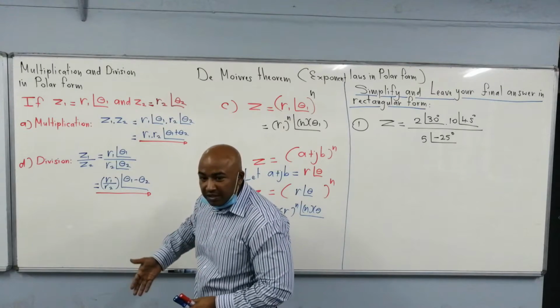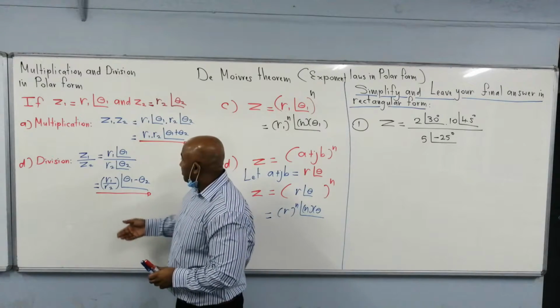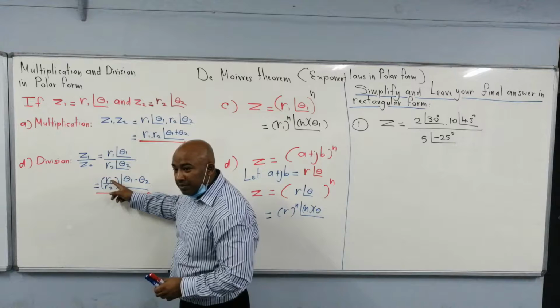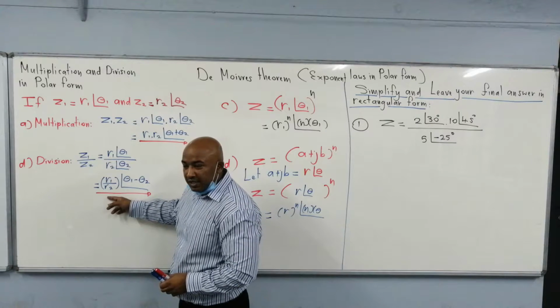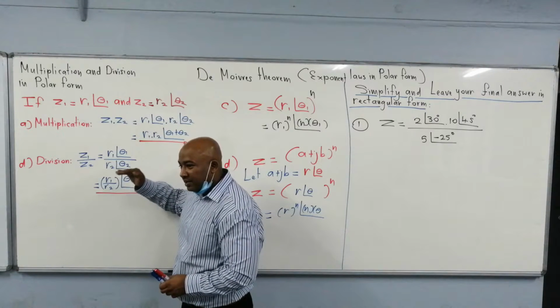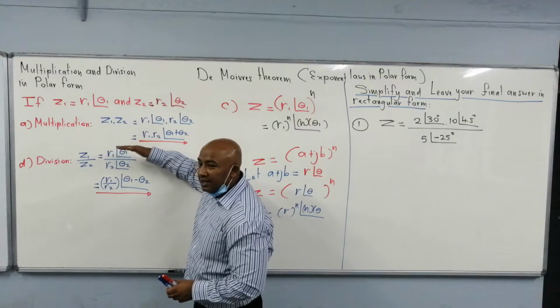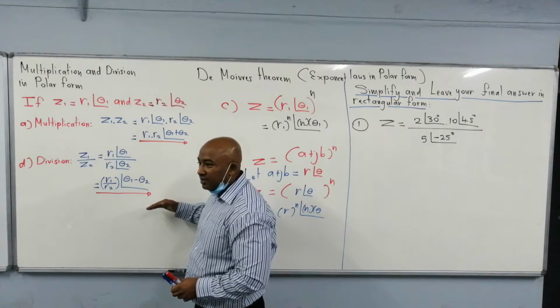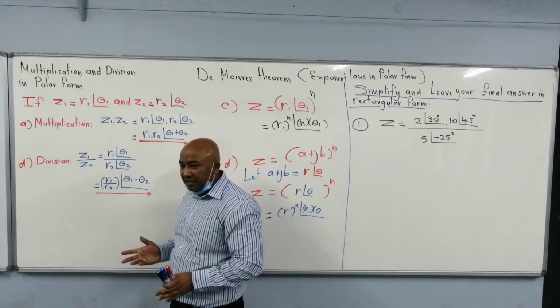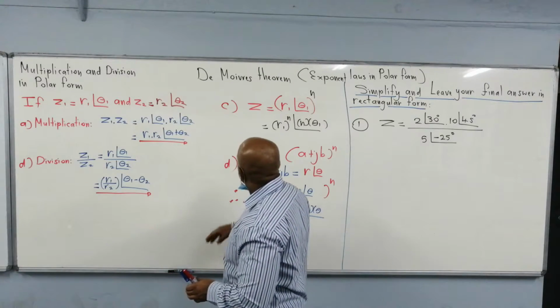And then for division, you do the opposite now. You divide top divided by bottom. Top R value divided by the bottom R value. And then top angle minus bottom angle. Nothing difficult there, just remember that.